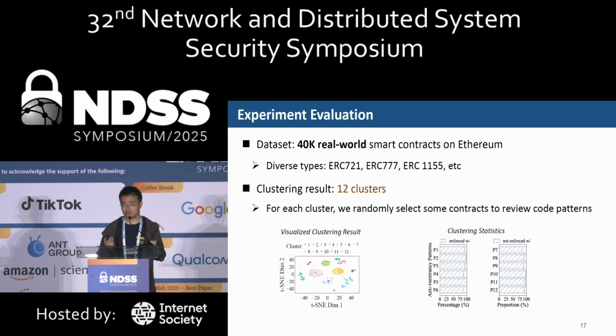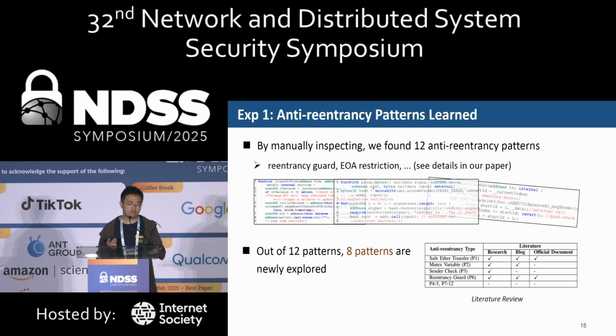And next, we show our evaluation experiments. Our evaluation uses 40,000 real-world smart contracts on Ethereum. And our system outputs 12 clusters. For each cluster, we randomly select some smart contracts to review code patterns. And finally, we found 12 anti-reentrancy patterns.